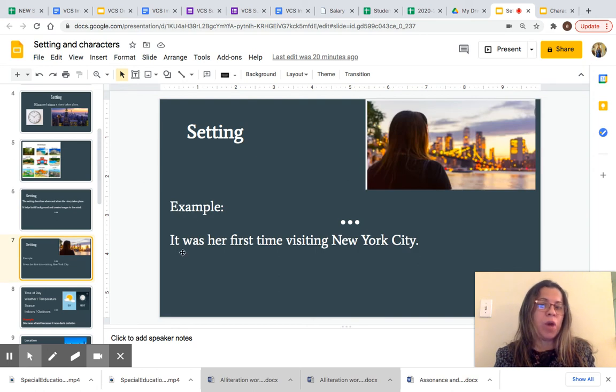Example, it was her first time visiting New York City. As you can see in the visual, there is a girl in New York City. In this example, New York City is the setting.